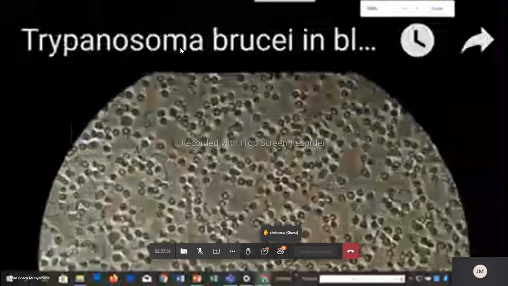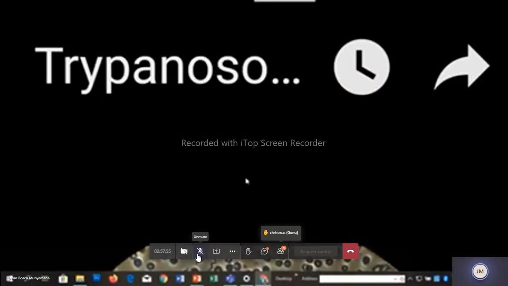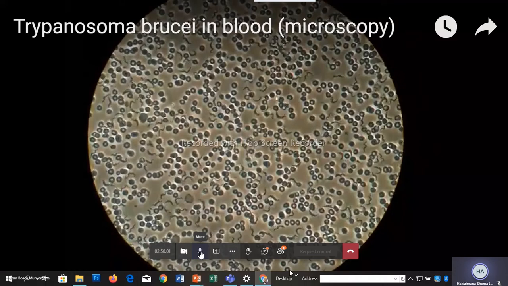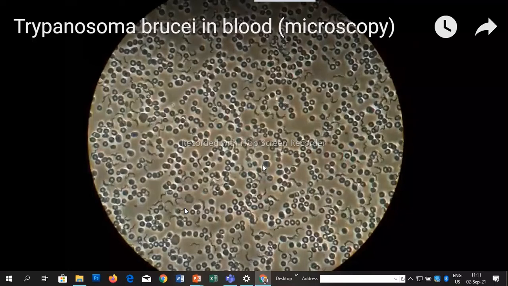Guys, are you seeing something? Sorry. Yes, we are seeing something. We're seeing it. Yeah. Diagnosis is simple. You take a drop of blood sample, put it on a slide, then put it on the microscope, and you will see those parasites moving.